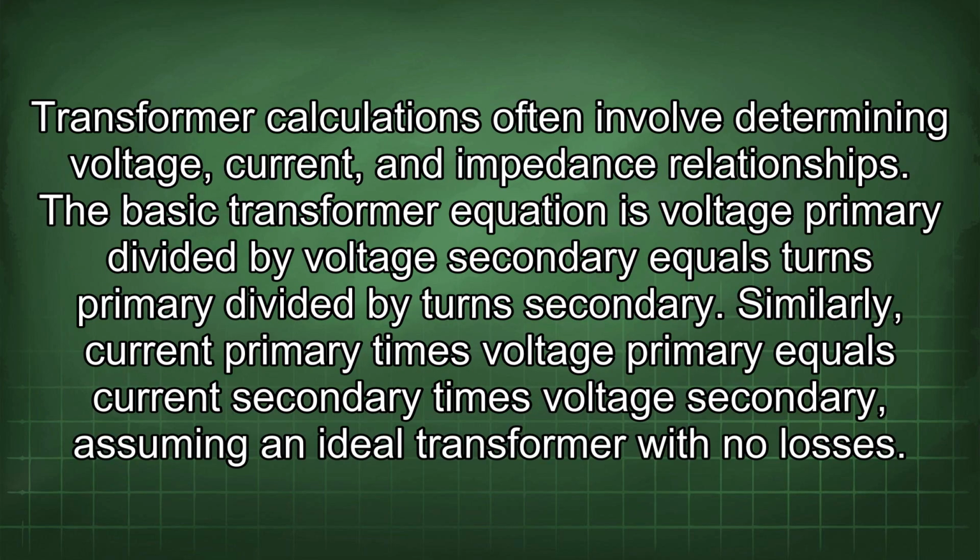Transformer calculations often involve determining voltage, current, and impedance relationships. The basic transformer equation is voltage primary divided by voltage secondary equals turns primary divided by turns secondary. Similarly, current primary times voltage primary equals current secondary times voltage secondary, assuming an ideal transformer with no losses.